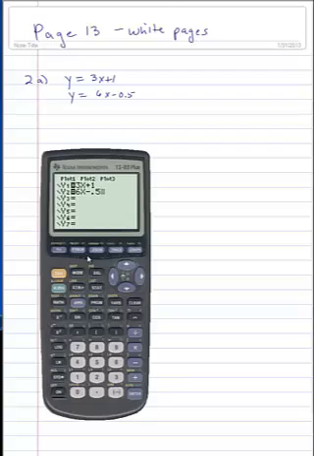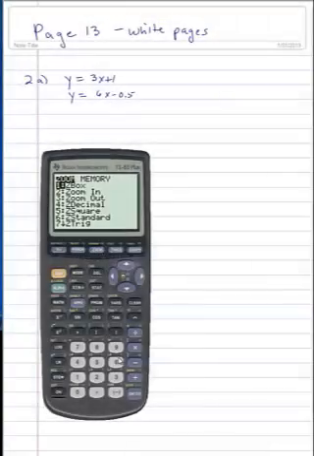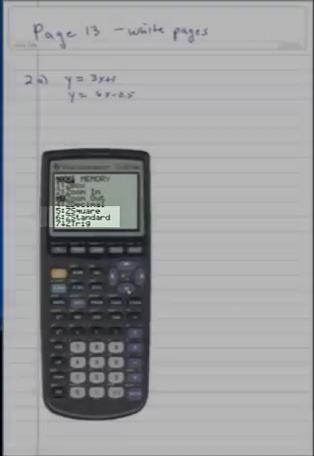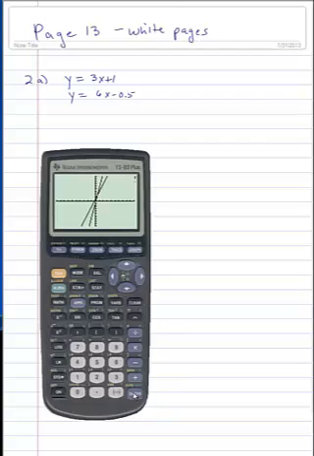And before I hit graph, I'm going to follow the directions, and I'm going to hit zoom, and then I'm going to go down to number 6 for Z standard. I could either type the number 6 or move the arrows down to 6 and then hit enter. Now it will graph the first line and the second line. Now what I need to do is find where they intersect.